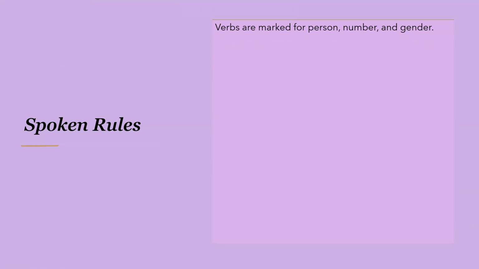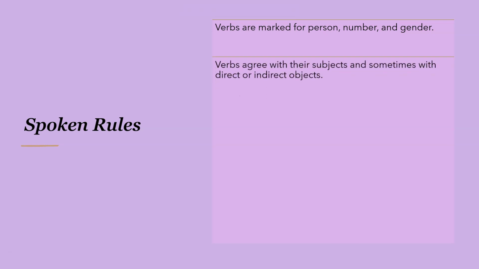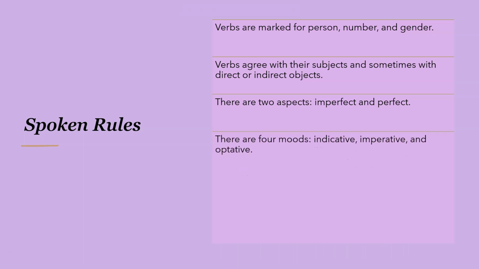So verbs are marked for person, number, and gender. Verbs agree with their subjects and sometimes with their direct or indirect objects. There are two aspects: the imperfect and the perfect. Again, you might not understand what any of this means, but just keep it in mind, and then we'll go in detail later on in future videos. There are also 4 moods. And then verbs are marked for voice, active and passive. This is similar to English. You can have an active verb or a passive verb.